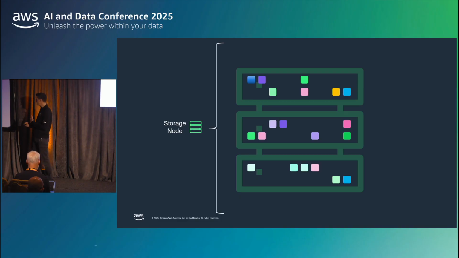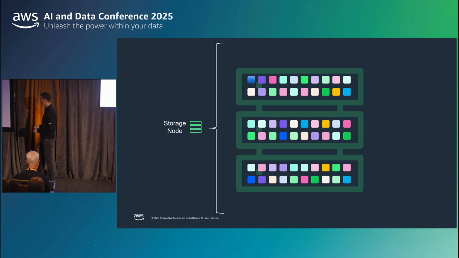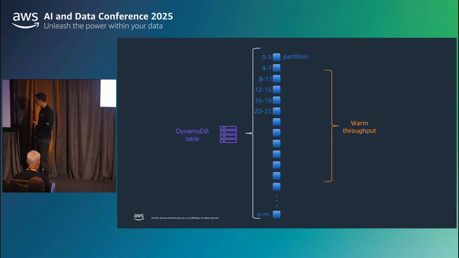And then we take those partitions and spread them from multiple different tables across the different storage nodes. So for your data, there's not a natural single point of failure, but it's distributed across a fleet of tens of thousands, if not hundreds of thousands, of storage nodes in a way that helps us offer very high availability.